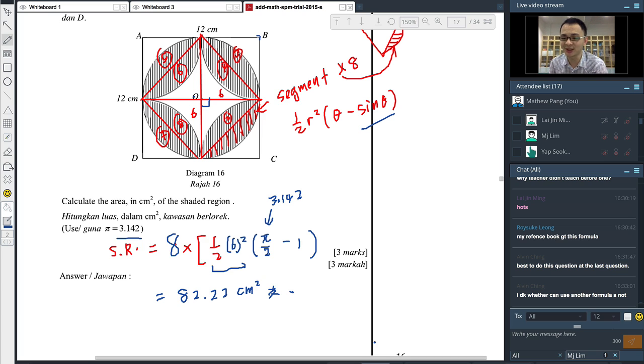Best to do this question at the last. My reference book got this formula. Good, then you can just follow the reference book. I don't know whether you can use the formula. Yeah, you can use another formula definitely.